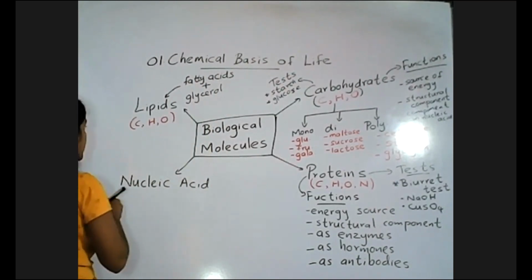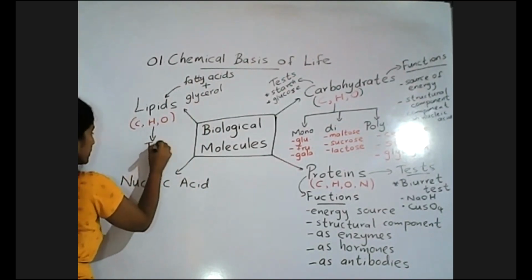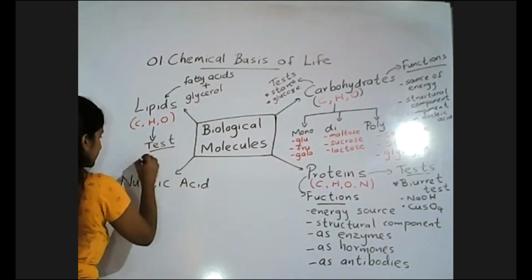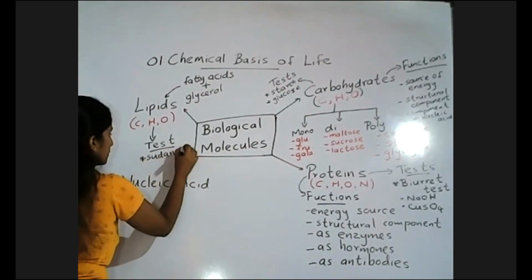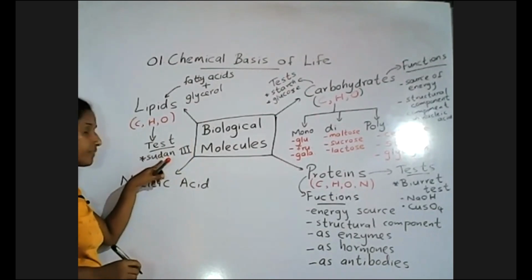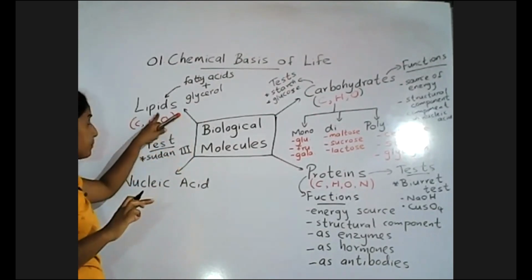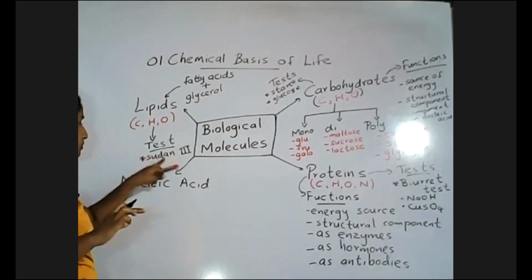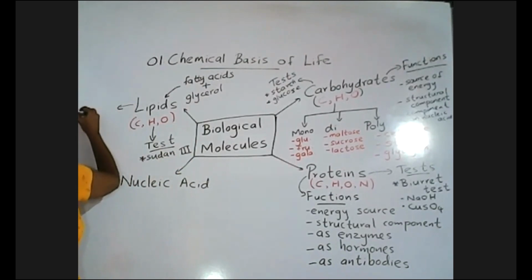Then here also, to identify the lipids, we use a test, that is the Sudan 3 test. It forms a pink color, or we can say red color globules, when we add Sudan 3 reagent to the lipid solution. And here also you have to remember the functions.